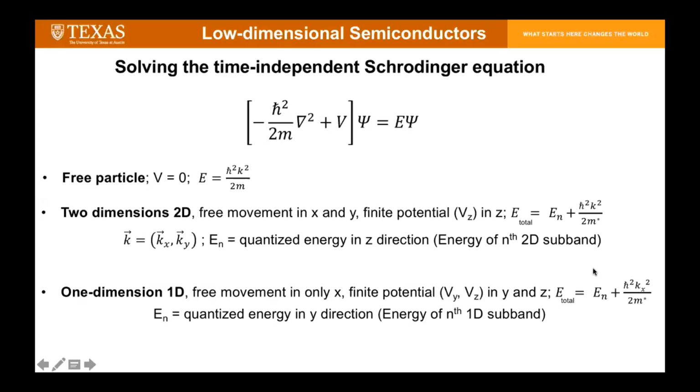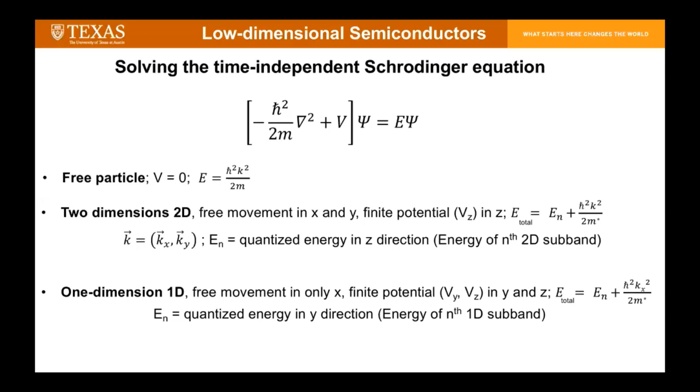And then if we move to a 1D system, if you confine the motion even further, then you end up having quantized energies in the z as well as the y direction, and you only have free motion in the x direction. So the main take-home message from this slide is that if you impose restrictions on the movement of carriers in one dimension, then the energies in that dimension become quantized.